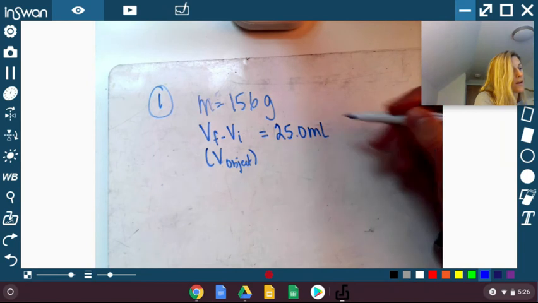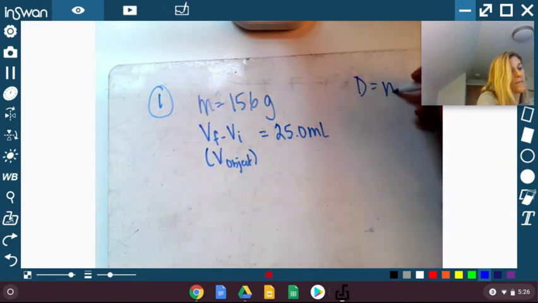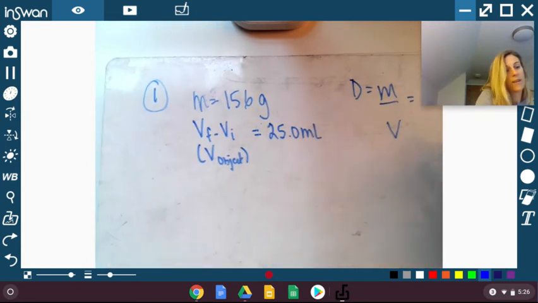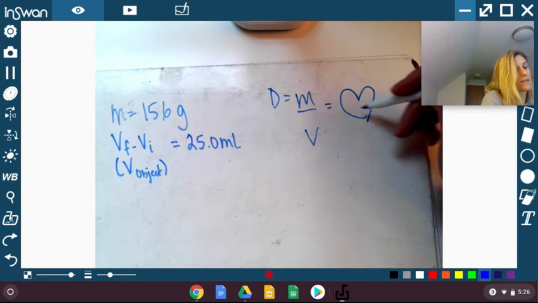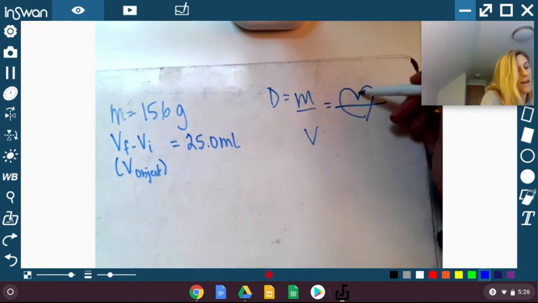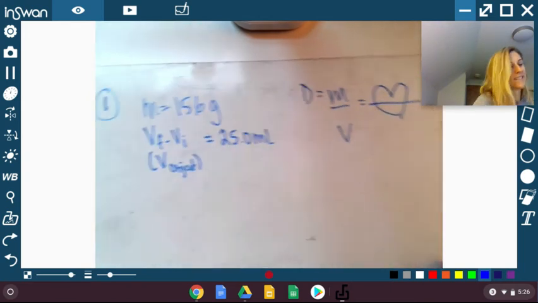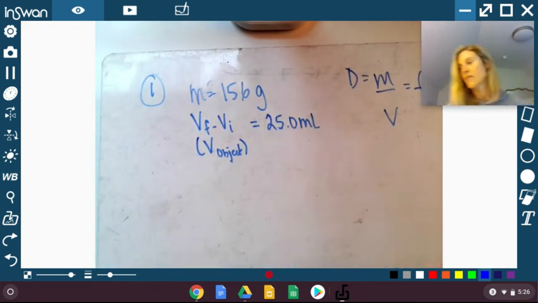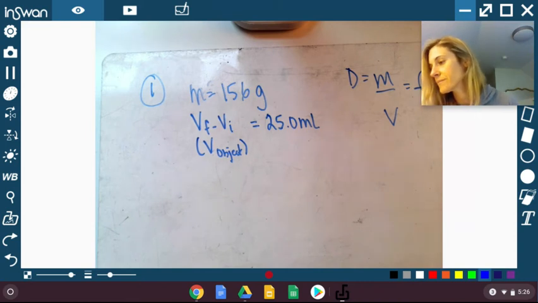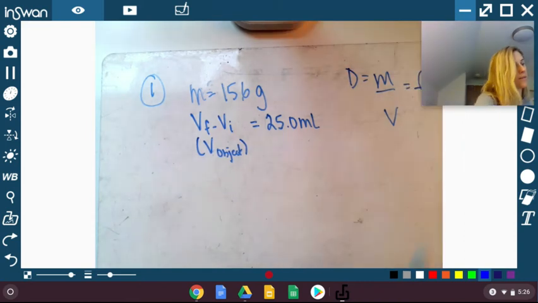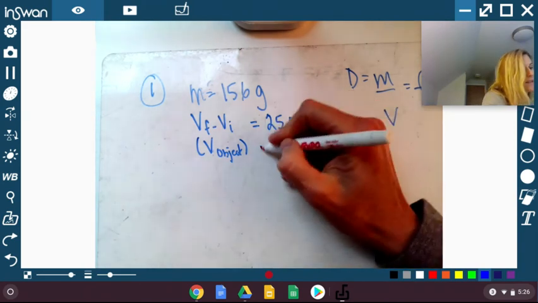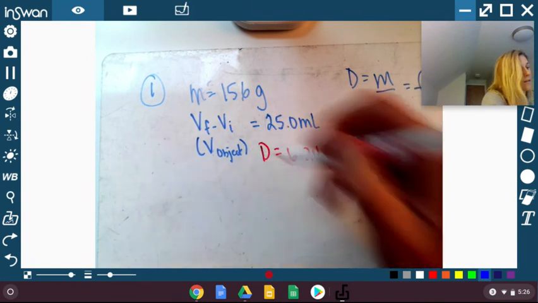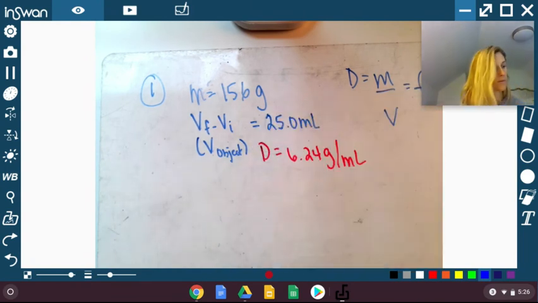Okay, then you have mass and volume. Density, again, is mass over volume. By the way, I have a really cute way to remember this. Not that you have to remember it, but it's "don't break my heart." So M over V. Just something I learned a while ago. All right, so if you plug that in, 156 divided by 25, you get 6.24. So your density in this case is 6.24 grams per milliliter. Make sure you report those units.